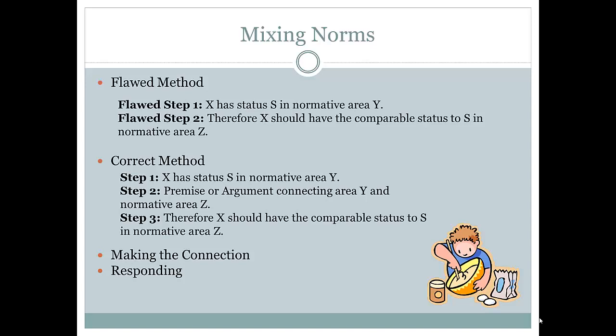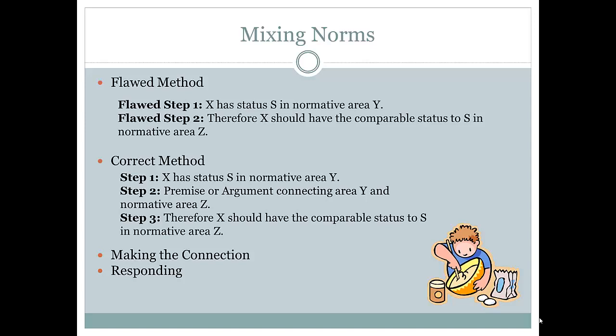Step 1. Establish that X has status S in normative area Y. Step 2. Present a premise or argument connecting area Y and normative area Z. And then in step 3, conclude that therefore X should have the comparable status to S in normative area Z. So in order to avoid engaging in poor reasoning, the correct method should be used. And provided that the connection between areas Y and Z is adequately made, the reasoning is good, acceptable. This is because the chain of reasoning is complete, unlike in the flawed method.